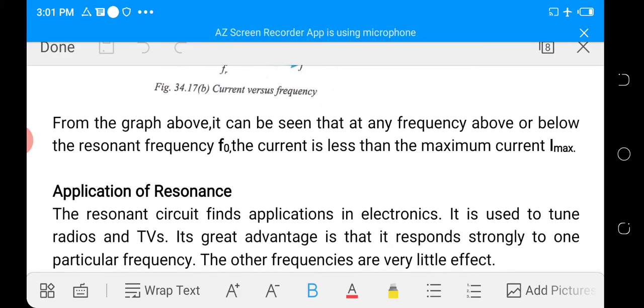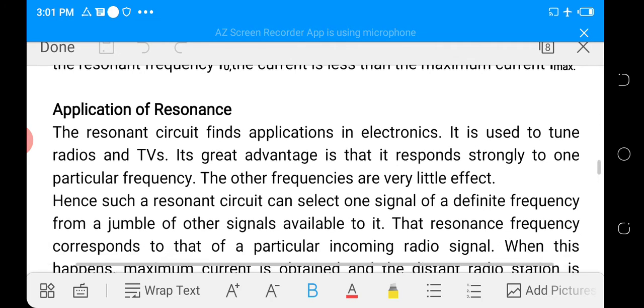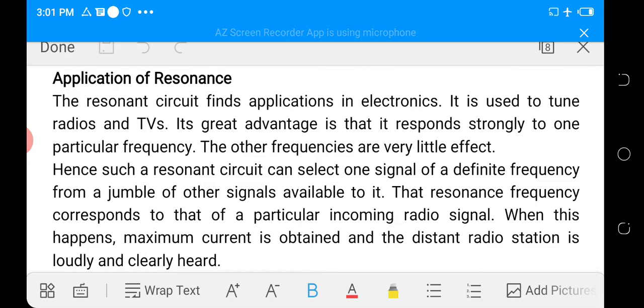So from the graph above, it can be seen that at any frequency above or below the resonant frequency f0, the current is less than the maximum current, I max. Application of resonance. The resonance circuit finds applications in electronics. It is used to tune radios and TVs into stations. Its great advantage is that it responds strongly to one particular frequency. The other frequencies have very little effect.